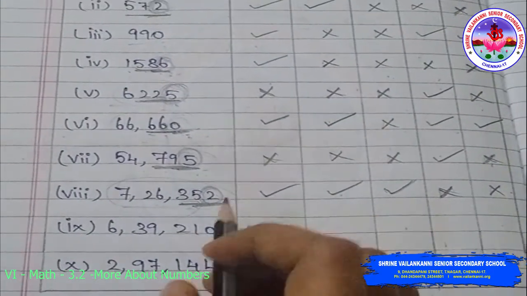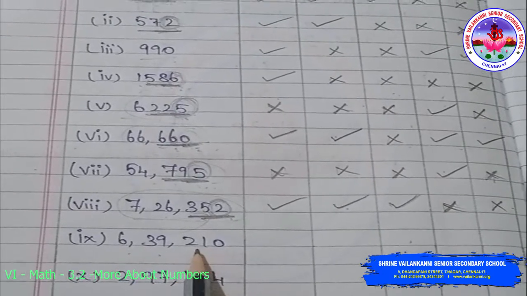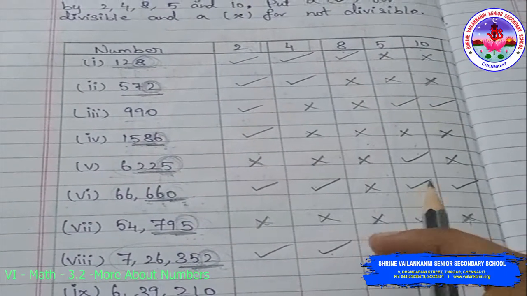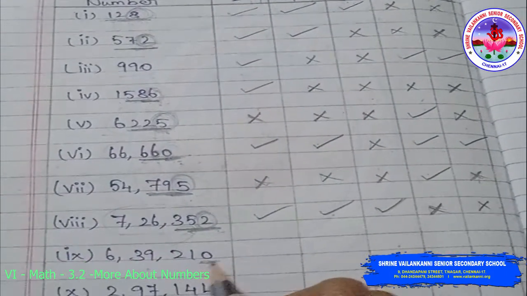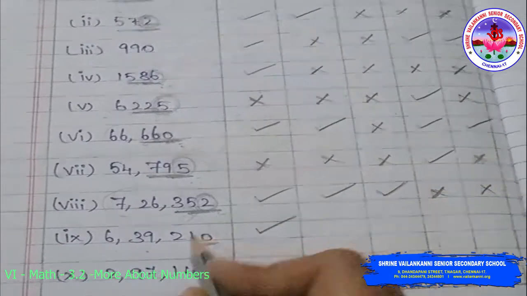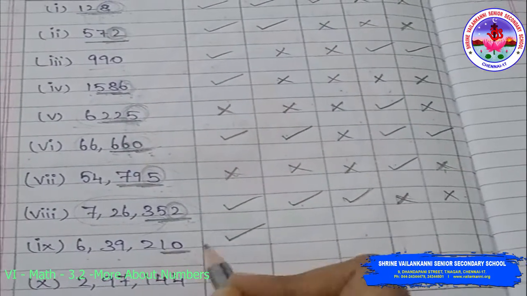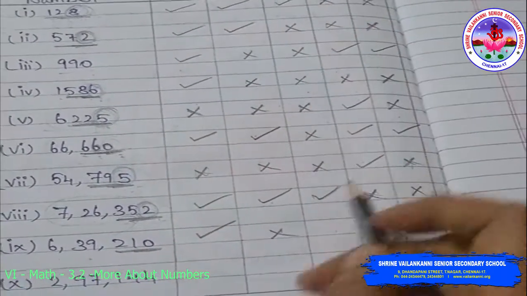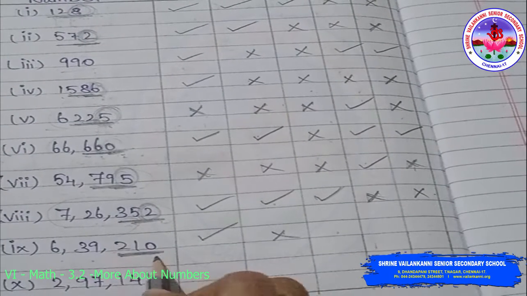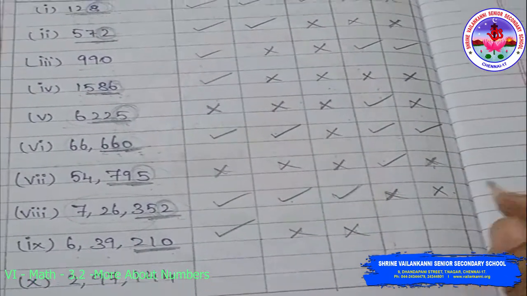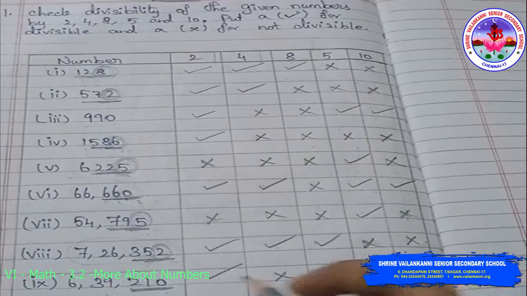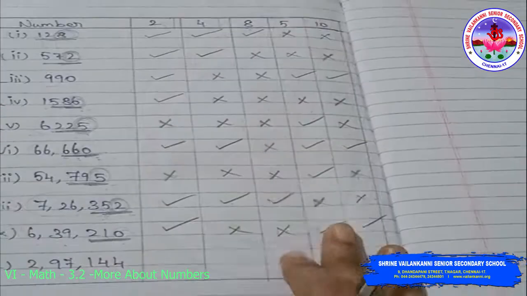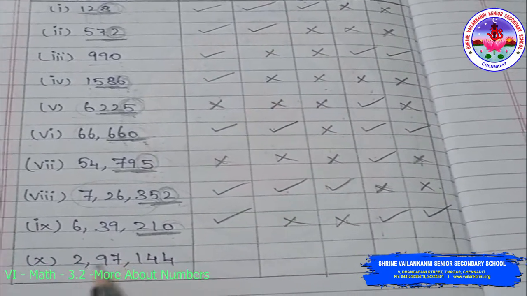The next question, 6,39,210. Divisible by 2. The rule is ends with 0 or an even number. Here the value ends with 0, so it is divisible. Next, divisible by 4. Check the last 2 digits, 10. 10 is not divisible by 4. Next, 8. Check the last 3 digits, 210. 210 is not divisible by 8. Next, 5. In 5 tables ends with 0 or 5. Here the value ends with 0, so it is divisible. 10 is also divisible.